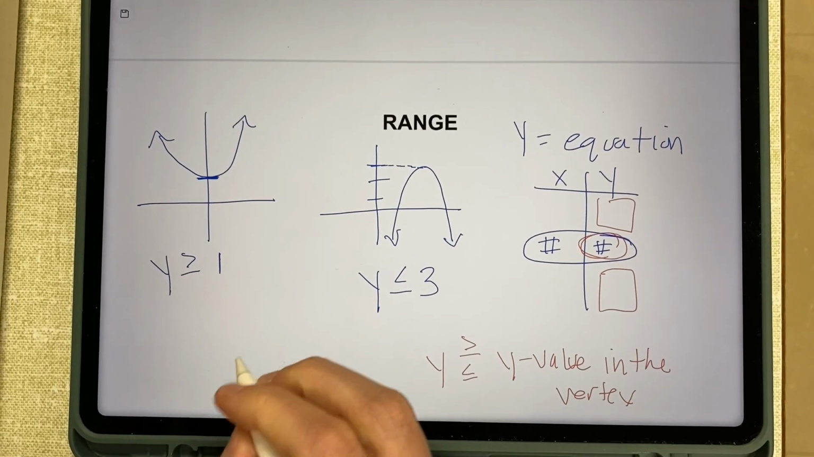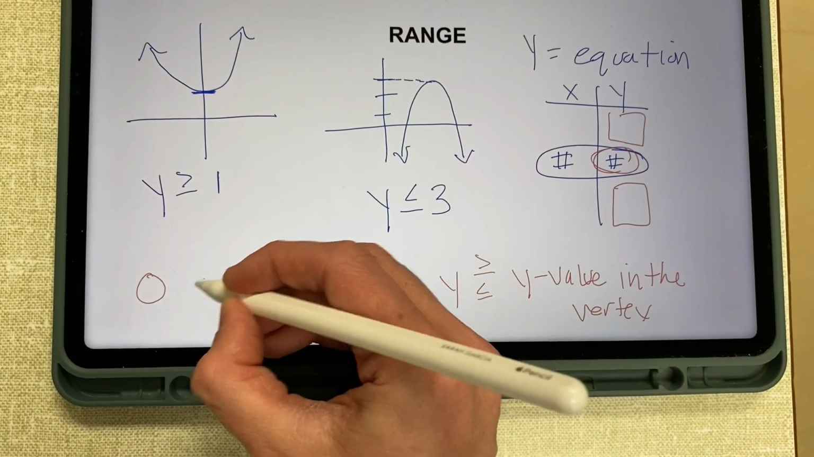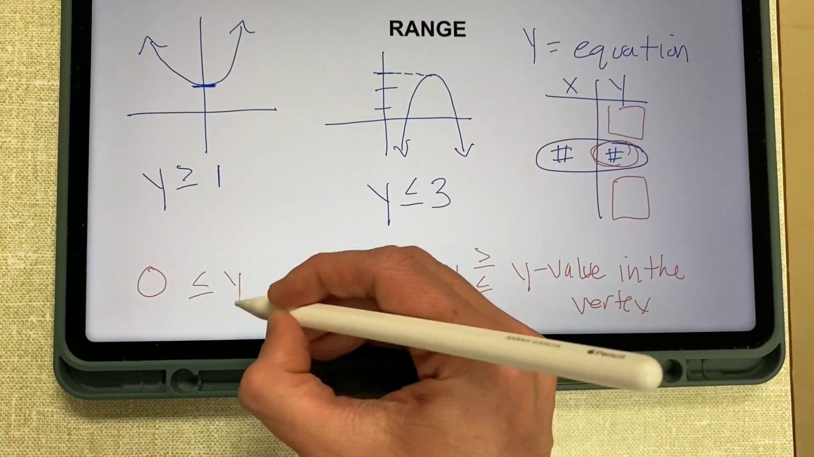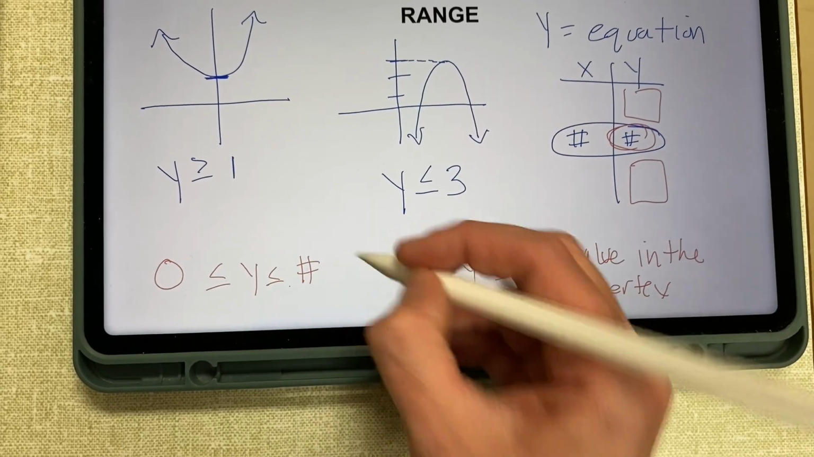Okay, from a word problem for range, remember that you write 0 for the lowest height, y, and then the maximum point goes here for the y value.